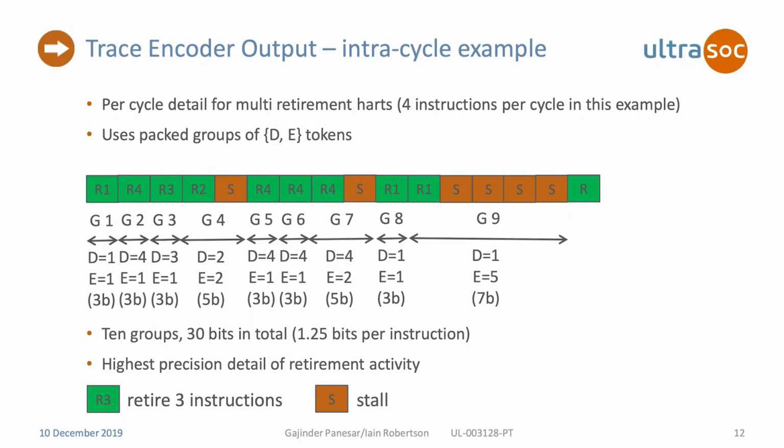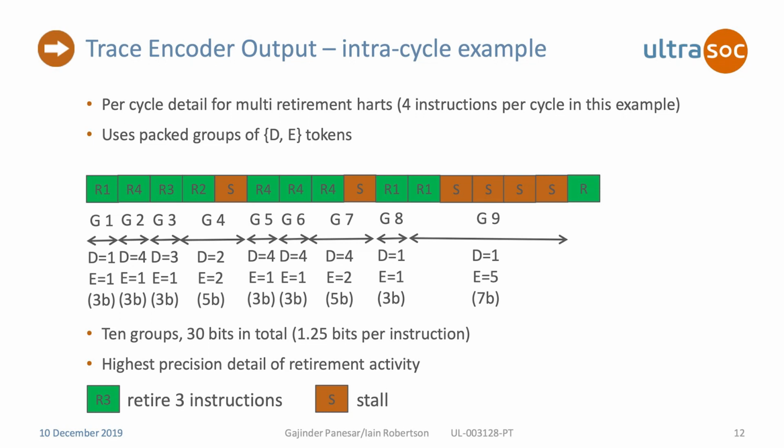They may actually want to know specifically on a cycle-by-cycle basis how many instructions retired in that cycle. So this is where the DNE token format comes in. This gives per cycle information. You can see here, D represents the number of instructions that retired in a particular cycle, and the E is the number of cycles until the next retirement. So a value of E of 1 means you retire on the next cycle, so the gap is 0. A value of 2 means there's a stall of 1, and so on.